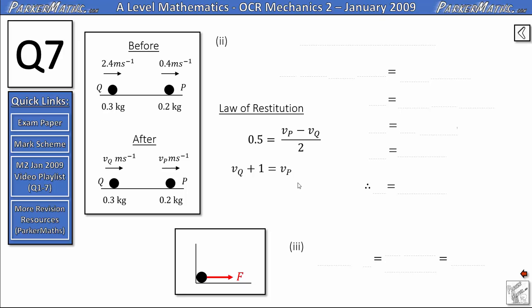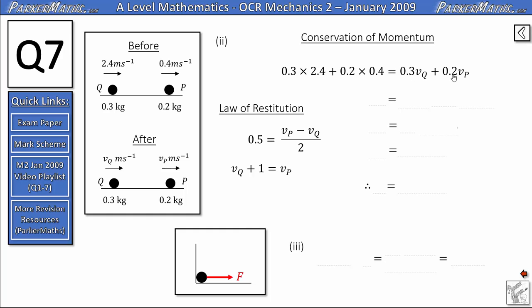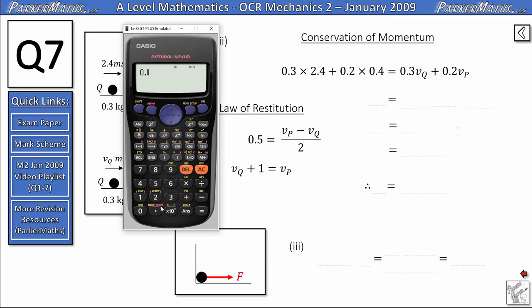Now that we've got an equation linking Vq and Vp, we can think about conservation of momentum. Before the collision, the momentum of Q is 0.3 times 2.4 and the momentum of P is 0.2 times 0.4. After the collision, we've got 0.3 Vq plus 0.2 Vp. Simplifying the left hand side gives us 0.8. On the right hand side, we'll keep the 0.3 Vq, but for the Vp we'll substitute in 1 plus Vq, so we get 0.2 times (Vq plus 1).